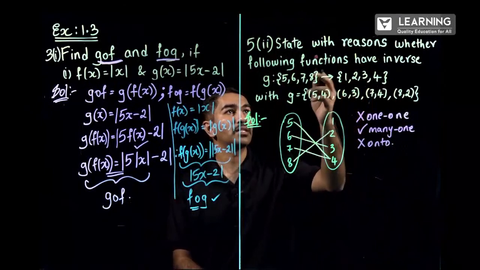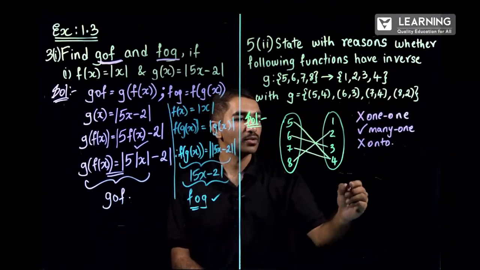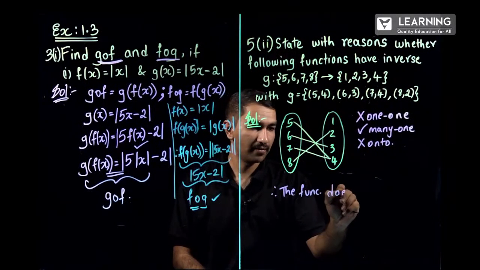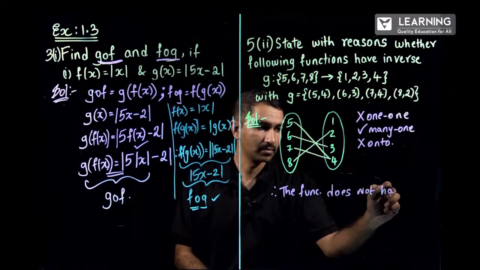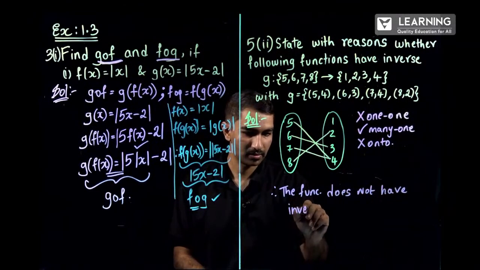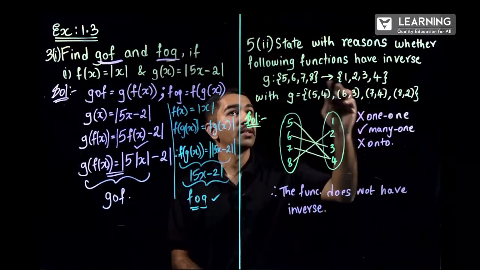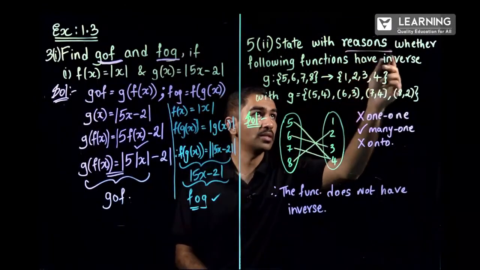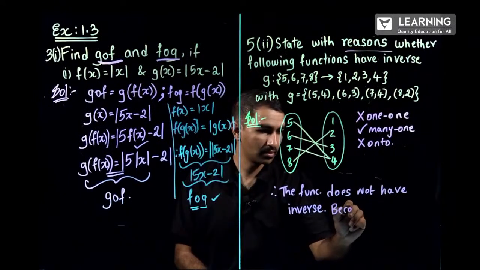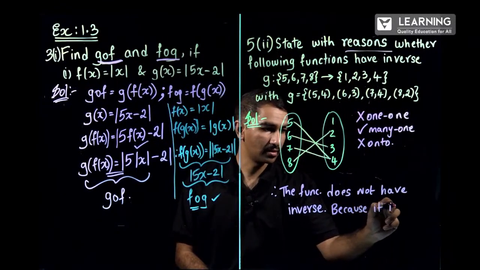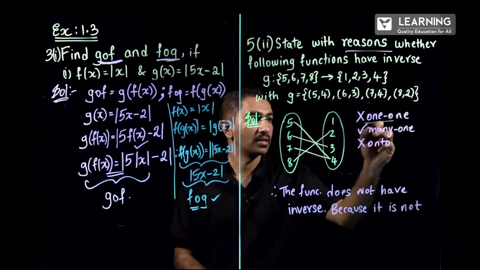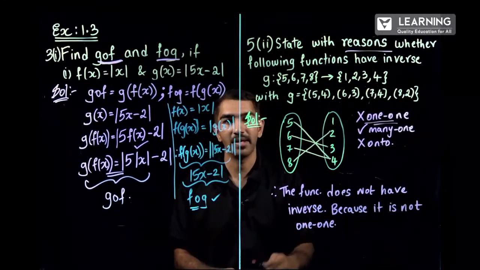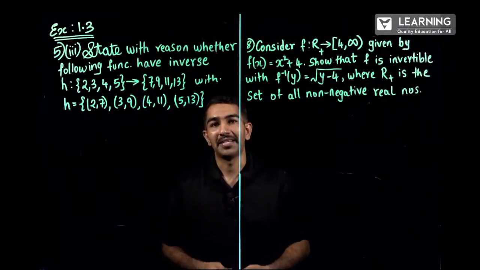So what should we find out here? State with reasons whether the following functions have inverse. So we can tell that the function does not have an inverse. What is the reason here, students? Because it is not 1-1. Therefore, the function does not have any inverse. Moving on to the next question, students.